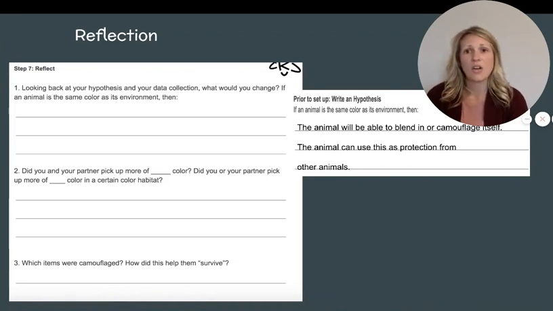And does that color, if an animal is the same color as its environment, does it help it to survive? So those are our 2 questions, and that's the wrap up of our inquiry activity.